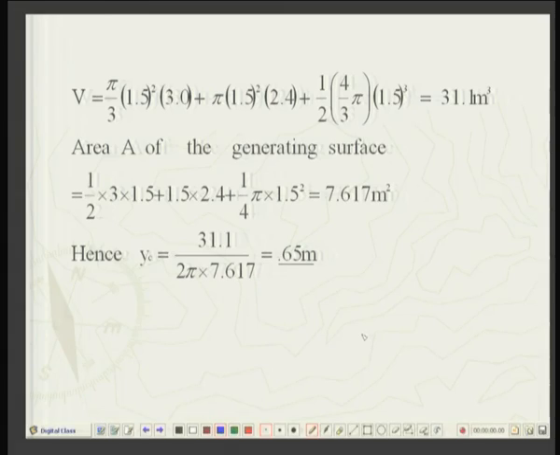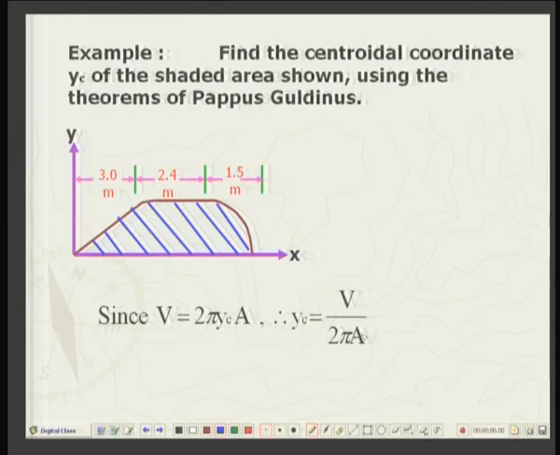Volume consists of, well, I will go back to the figure. When it is revolved, this slant length will generate a cone, and this segment will generate a cylinder, and this segment will generate a hemisphere. So we have to find out the volumes of these three geometrical figures.